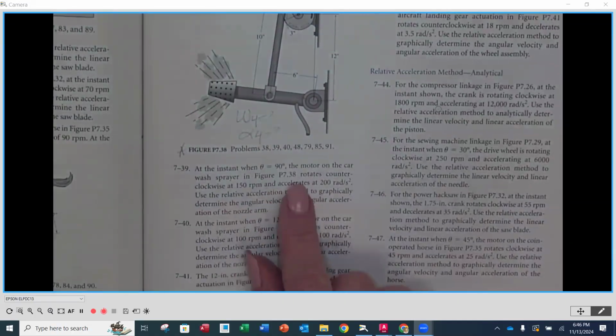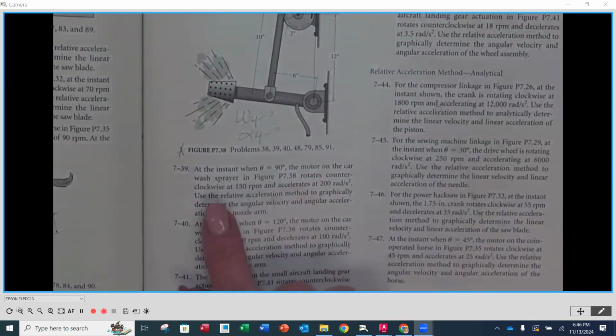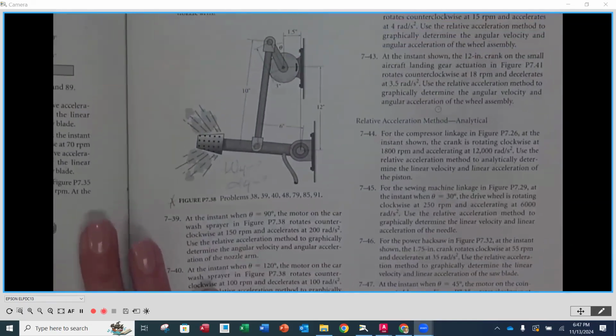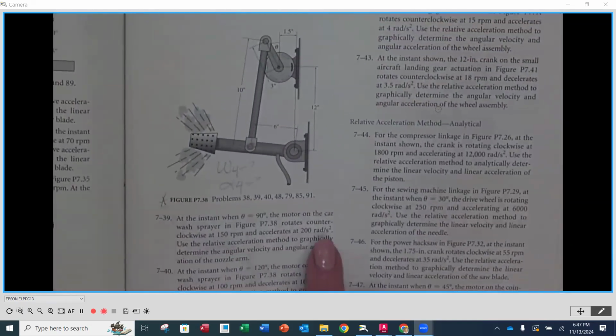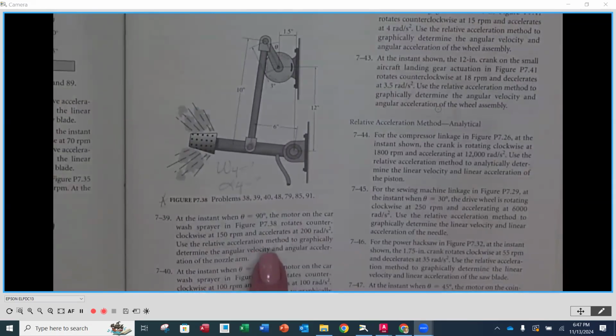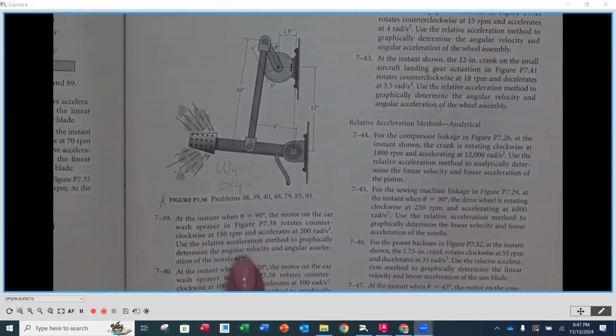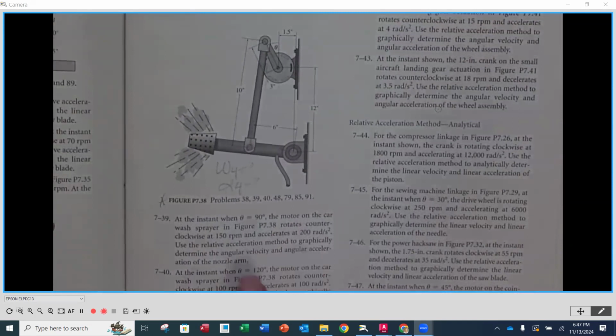And it says here that at this instant, it's rotating counterclockwise at 150 RPMs. That's the crank. And it's accelerating at 200 radians per second squared. So that means it's speeding up at that rate. It says use the relative acceleration method to graphically determine the angular velocity and angular acceleration of the nozzle, which is out here.